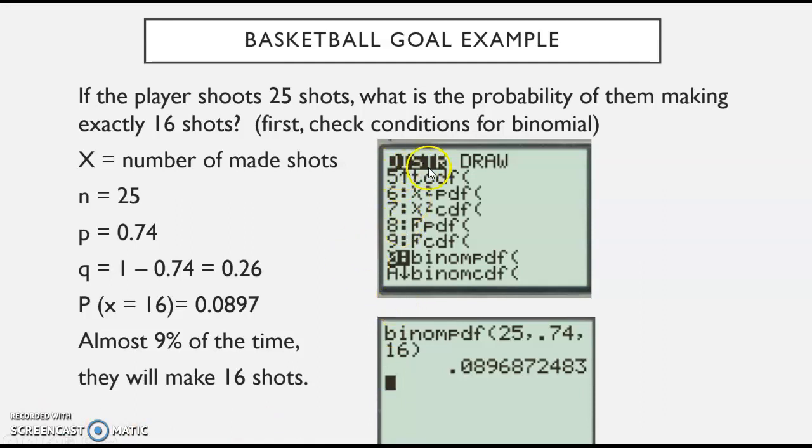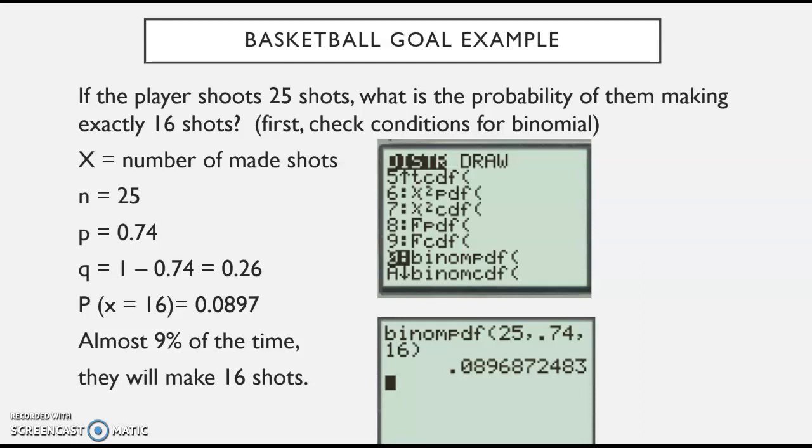Once you get to the distribution menu, you're going to scroll down to 0 for binom PDF. So that's binomial probability distribution function. This is an older calculator. This is a TI-83 that I'm showing you the screen for. In this type of calculator, you would put in N, comma, P, and then the X that you're looking for here is 16 because we want to know the probability of him making exactly 16 shots. And so once you put those three values in separated by commas, you will end up with 0.0896. And so we're saying about 9% of the time they'll make exactly 16 shots.